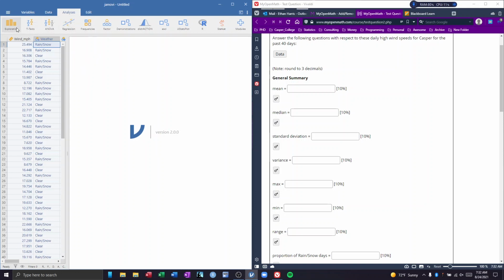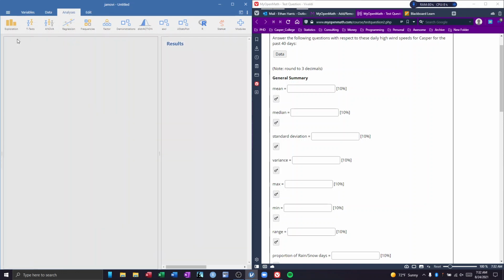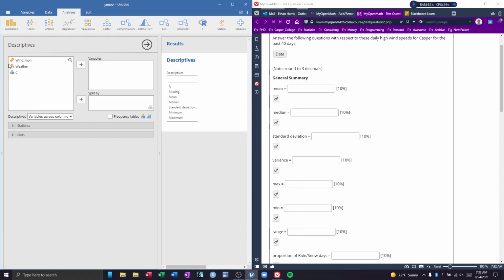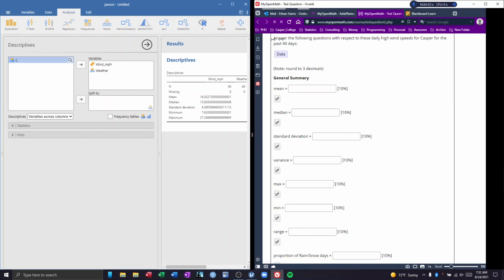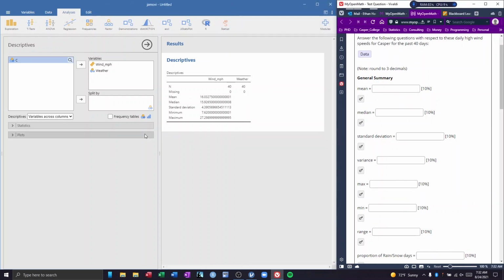So the first thing, if we go to exploration and we go down to descriptives, what it's asking for us is to put in our variables to get our general summaries. So the first thing that we're going to do is let's just toss in wind speed, and let's toss in weather in both of our variables, and let's see what type of sample summaries we get. Okay, so we get some basic stuff here. We get the mean, median, standard deviation, min, max.